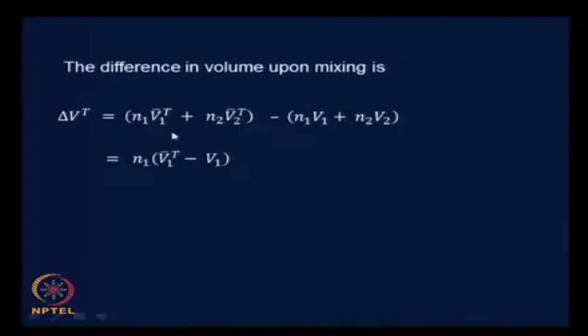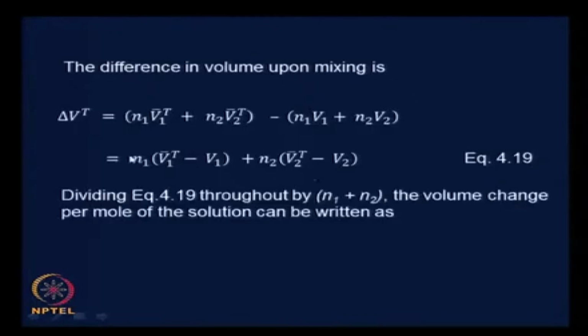If we recombine the terms by taking N1 common out, N1 into (V1 hat minus V1) plus N2 into (V2 hat minus V2). We will call this equation 419. If we divide equation 419 throughout by N1 plus N2, the volume change per mole of the solution can be written down, and therefore delta V_t becomes just delta V. This is the molar volume change.